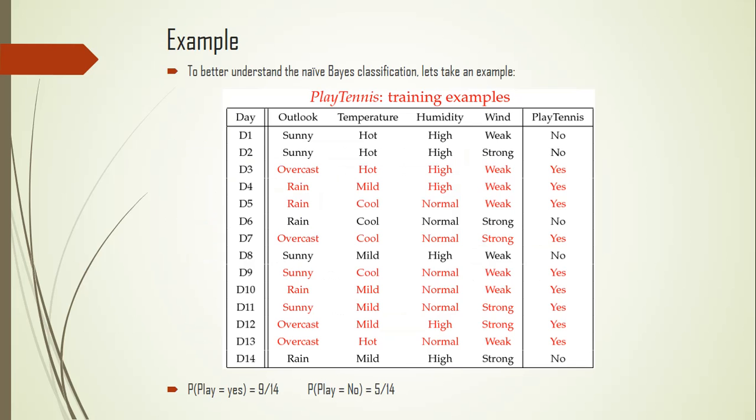To better understand naive Bayes classification, let's consider the following example. We have a data set of 14 days with various conditions of outlook, which could be sunny, overcast, or rainy, and temperature, which could be mild, hot, or cool. Humidity could be normal or high, and the wind condition could be strong or weak. Based on these conditions, the training data provide us information on whether to play tennis or not. Based on the dataset, we can find that the probability of playing tennis is 9 by 14 and the probability of not playing tennis on a specific day is 5 by 14.